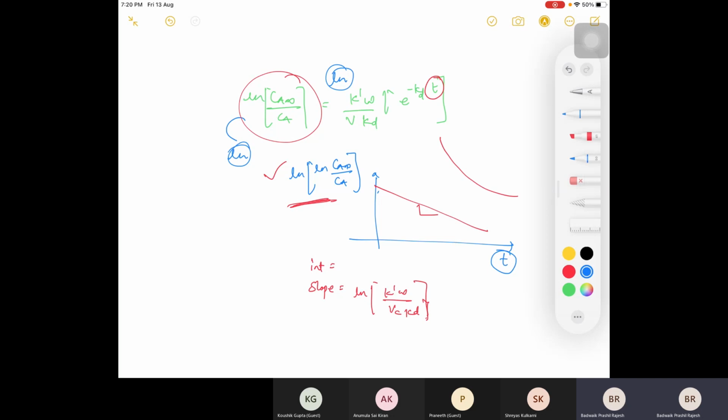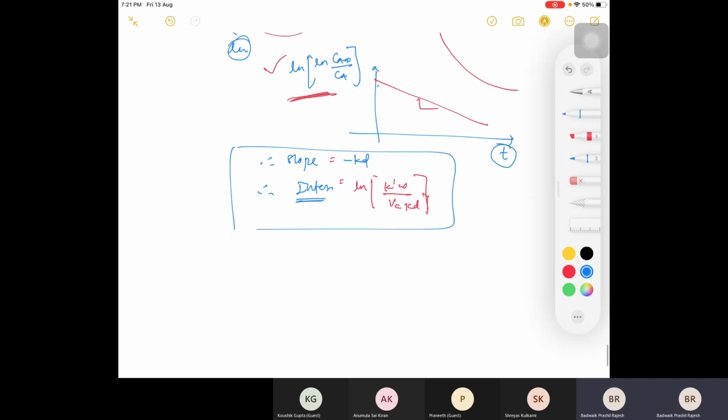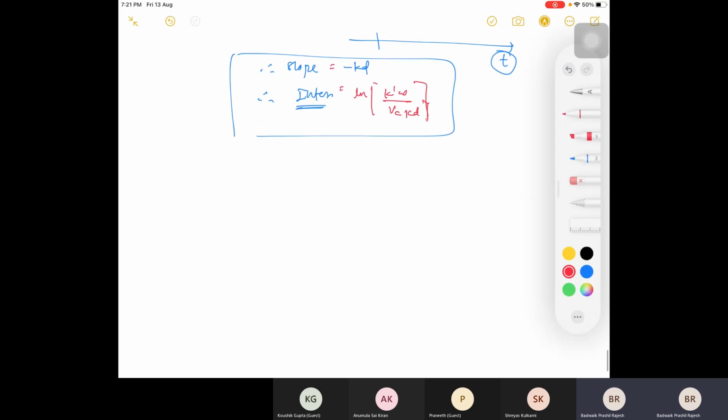So this is just an example, and your intercept would be, I think, wait, what we just wrote is opposite. You will have the intercept as this, and you will have the slope as minus KD. Now is it correct? Yes, sir. So this will be your condition. Okay, so if you are up to this, then I'll move on to the next.